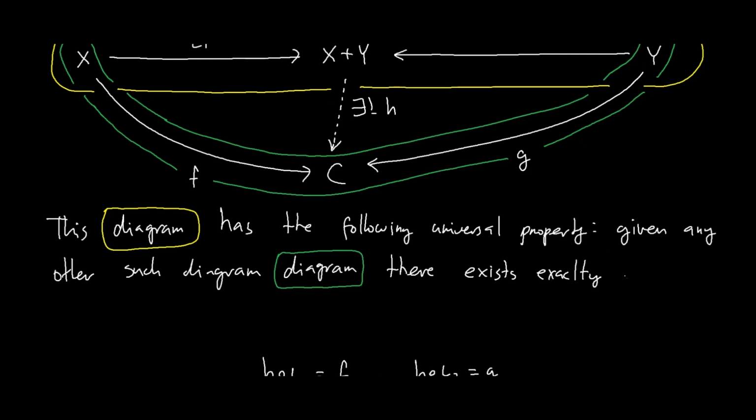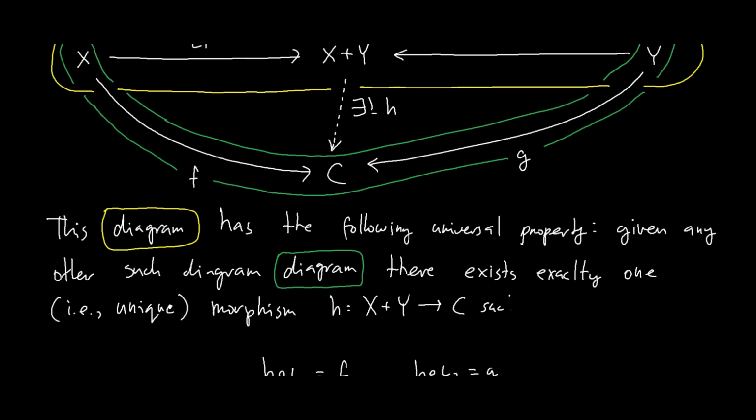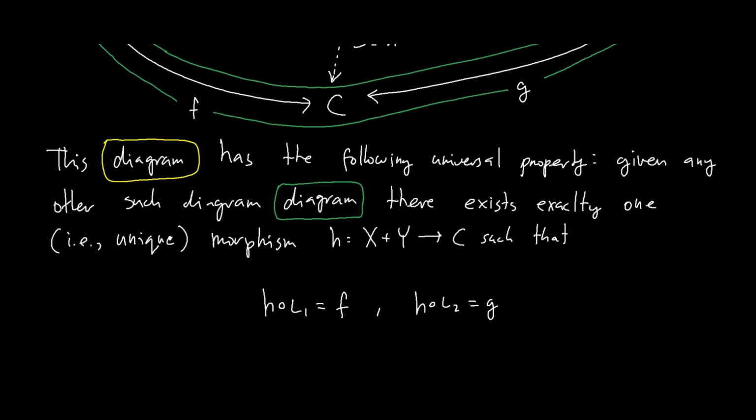There exists exactly one, or in other words, a unique morphism H from X plus Y to C with the property that, so it exists and is unique having this property. So there is some H that has this property, and moreover, any other H having the same property will be equal to the one that we know exists. So there will be only one such.